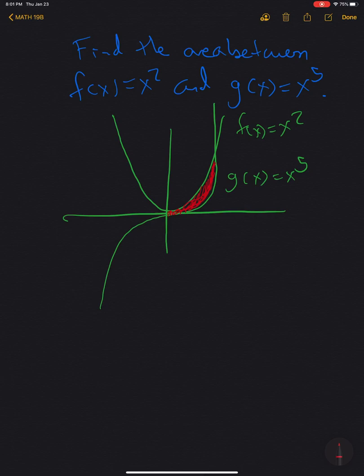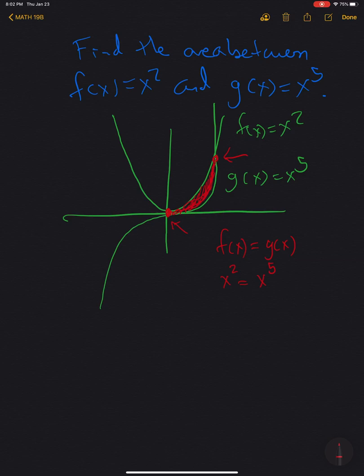So in order to do this, we need to find these two intersection points. That would be our first part. These intersection points are basically where the functions are equal to each other. In other words, f of x equals g of x. So here what we have is x squared equals x to the fifth power.